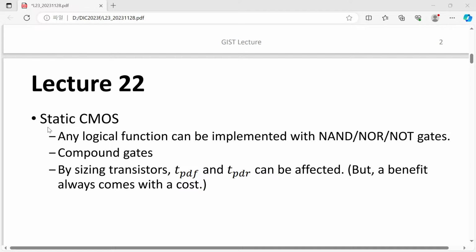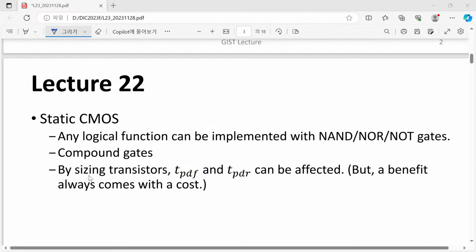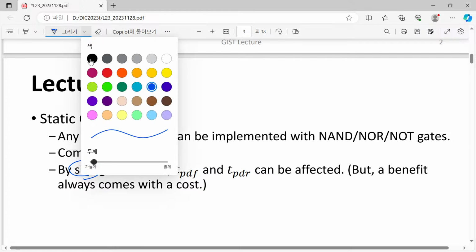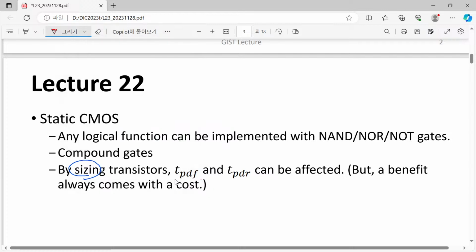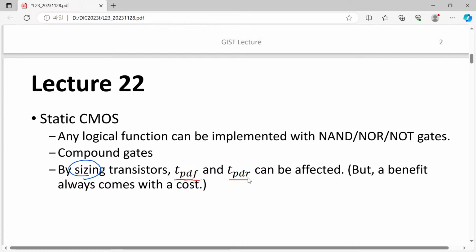In this entire semester, we have studied the static CMOS logic gates. The point is sizing. By sizing transistors, especially the N MOSFET and P MOSFET, we can separately control the falling edge and rising edge propagation delay. Of course, the lesson was that if you get a benefit for a single edge, it always comes with a cost for the opposite edge.